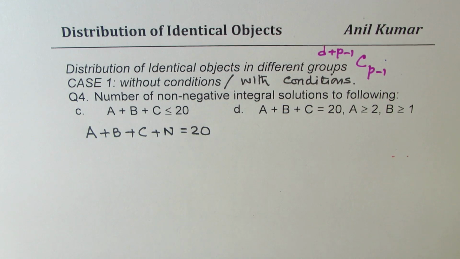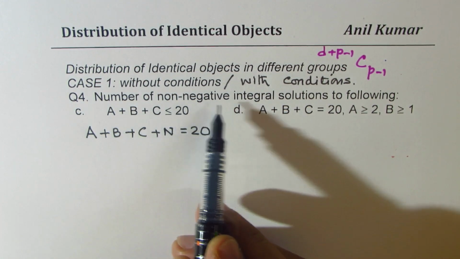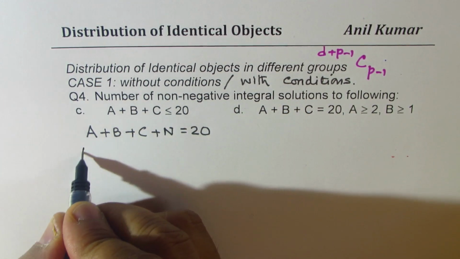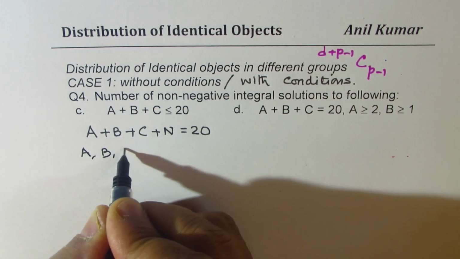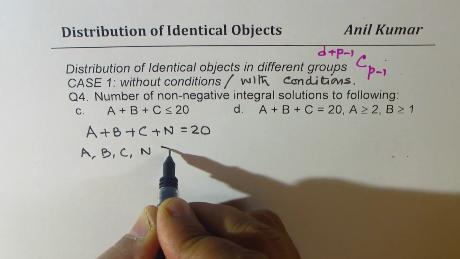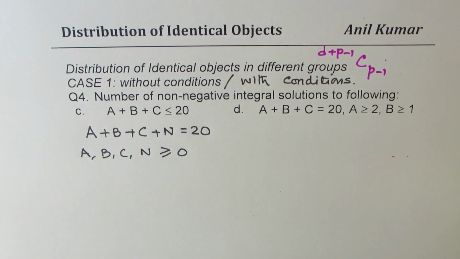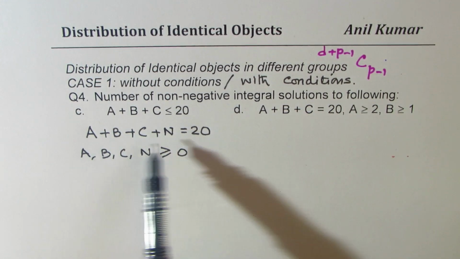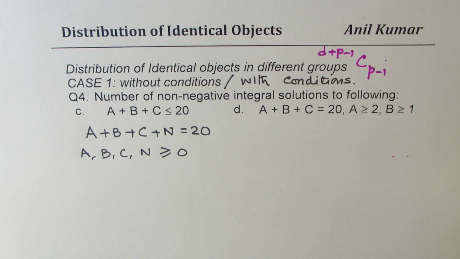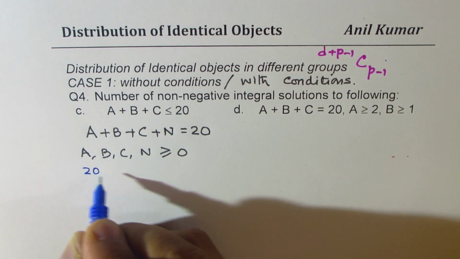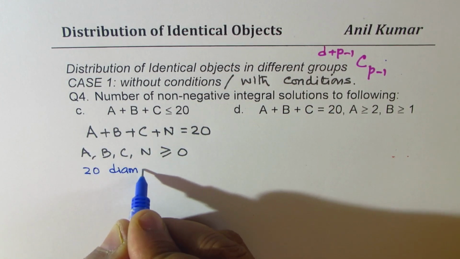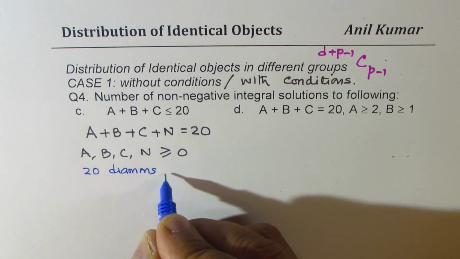Do you see that? In this equation, when we say non-negative integral solutions, we know A, B, C and n should all be greater than or equal to 0. So if you look into it, we again have 20 diamonds. Think like this: what do we have now? We have 20 diamonds, and this time we have 4 persons.